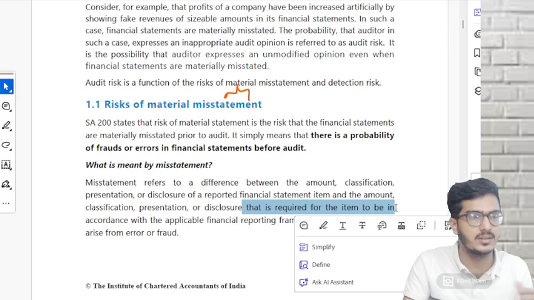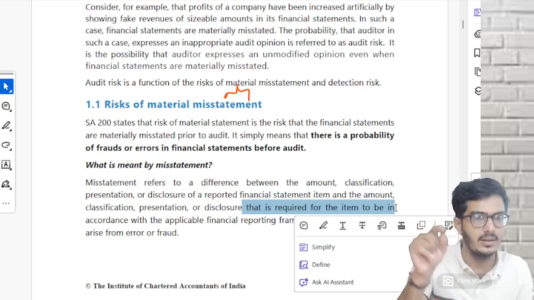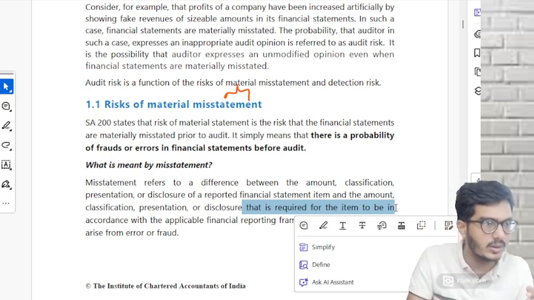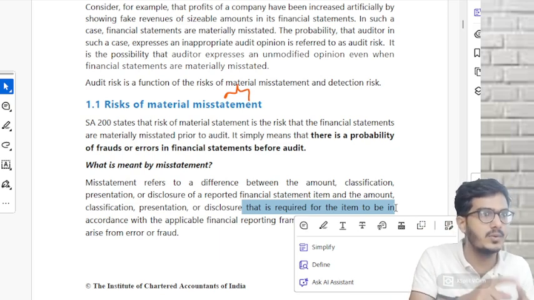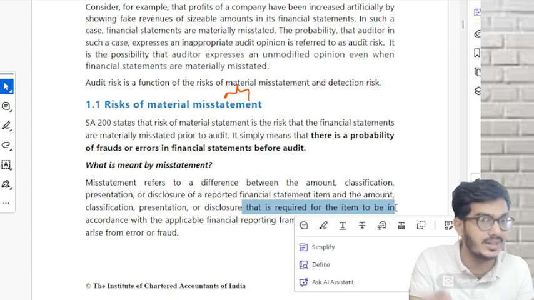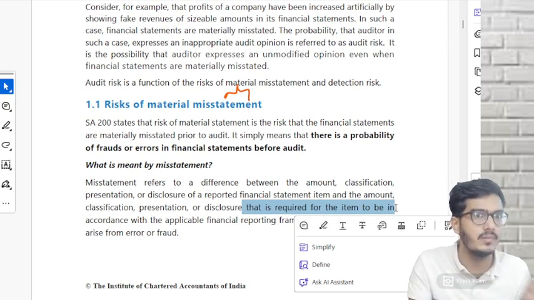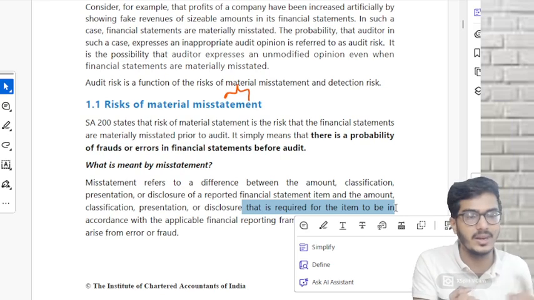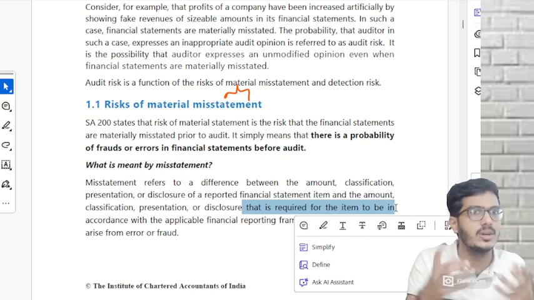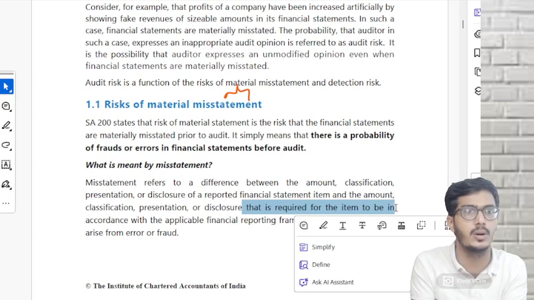For example, cash balance. There was a sale invoice of 1 lakh. While doing a typo error, you press one more zero, making it 10 lakh. It is a misstatement. What is the actual amount shown? 10 lakhs. What was the required amount to be shown? 1 lakh. The difference is a misstatement. So it could be in amounts, it could be in classification, and it could be in the disclosure also, in the notes to accounts. Correct or not?